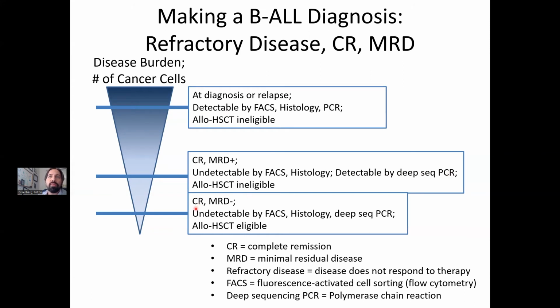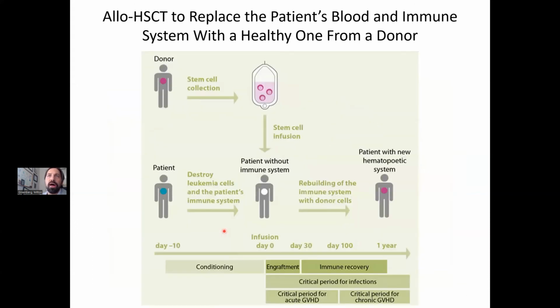So the goal of therapy is to get patients MRD minus. So that means it's undetectable by FACS, histology, or PCR. So in this case, now this patient is eligible to undergo the stem cell transplant. So that is ultimately the goal of this therapy. So a couple things to notice. Let's just go back a couple slides.